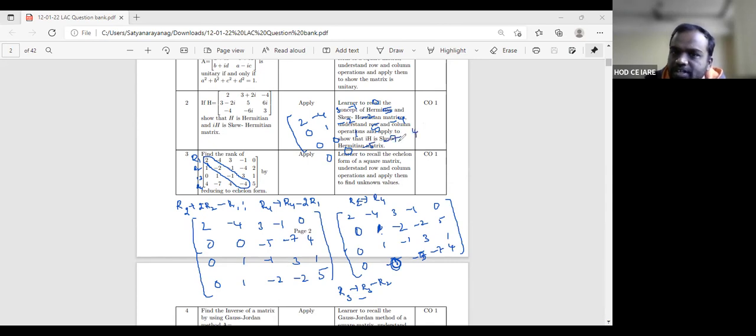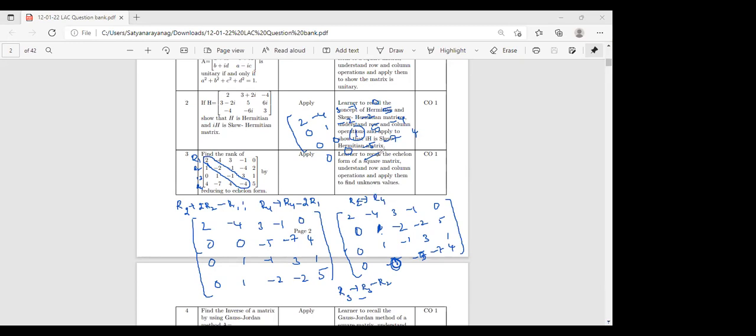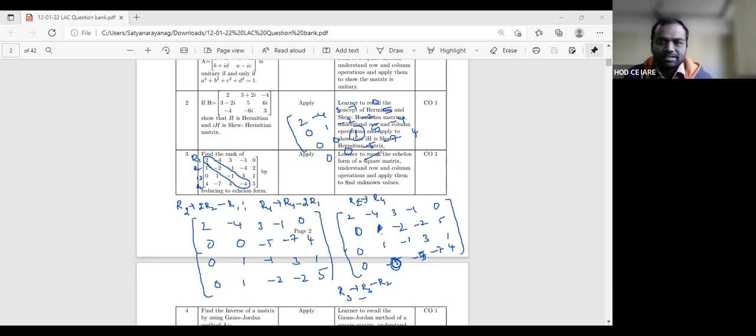Okay, so next the principal diagonal element we keep there, and below the element you can convert it into 0. So try to make the zero. Then the echelon form comes. If we make this 0, the echelon form is obtained. Then the rank is 4. Rank 4, and the echelon form is reduced.